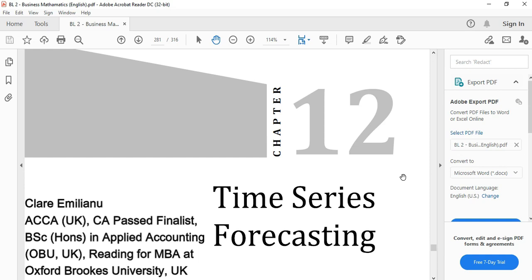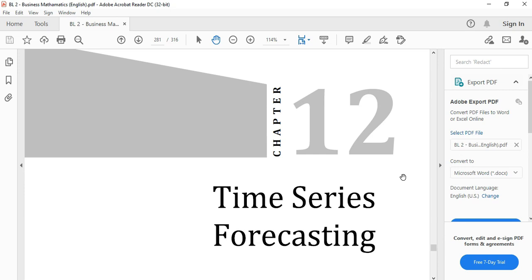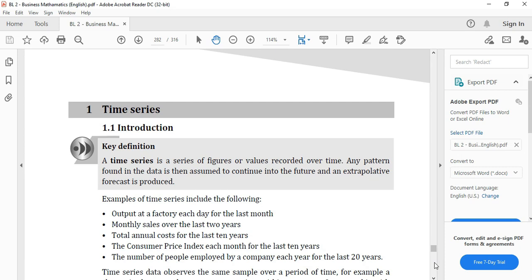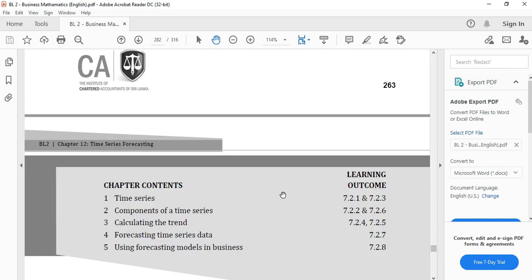Hi guys, so today we will be looking at chapter 12, which is on time series forecasting, our final chapter of our subject. Basically, time series forecasting is all about analyzing time series data, its components, being able to calculate trends and interpret them, forecasting time series data, and then finally how you use such models in business.